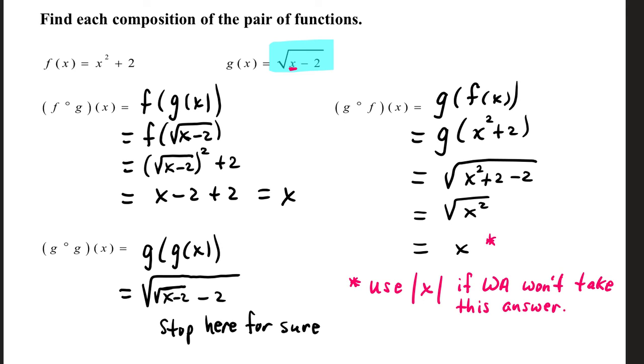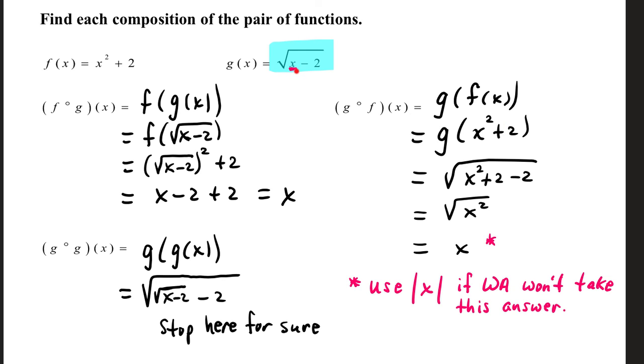For these two functions, we have f defined as x squared plus 2, g defined as square root of x minus 2. Our first composition, f composed of g, so we're going to take the entire function g, substitute it into the variable of f. That's going to give us square root of x minus 2 squared plus 2. Square root and square cancel each other, leaving x minus 2. Plus 2 leaves x.